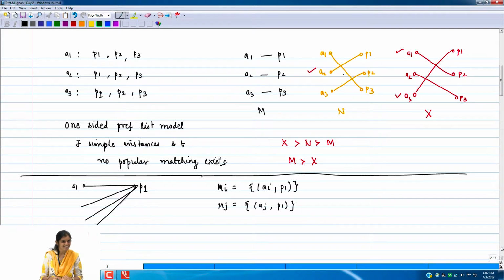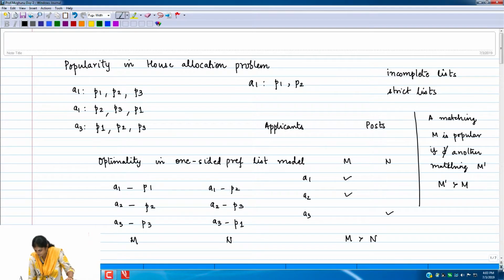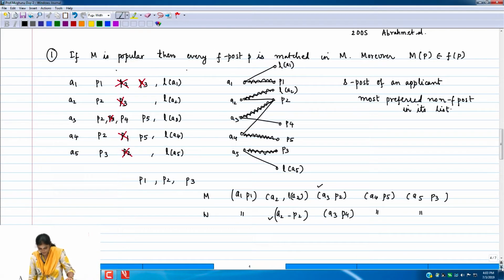Only first post. If you have only first post and this is not there, then the instance does admit a popular matching. In fact, if you add this, then the instance stops admitting a popular matching. So we should make use of the theorem that we have.